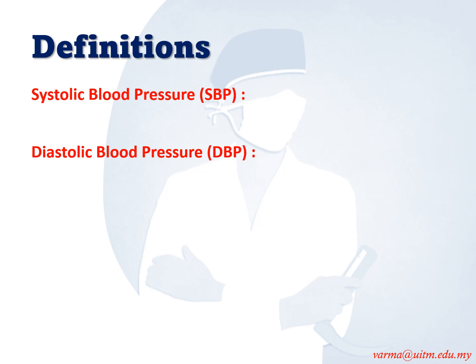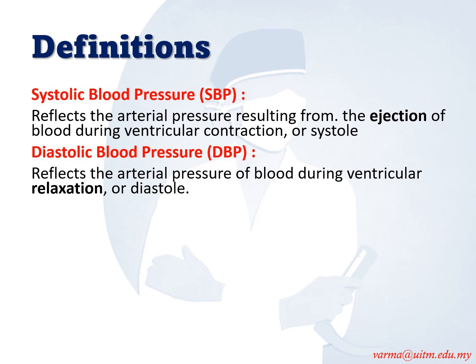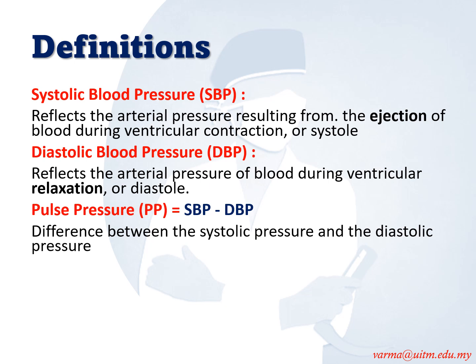Definition. What is systolic blood pressure? Systolic blood pressure reflects the arterial pressure resulting from the ejection of blood during ventricular contraction, or systole, whereas diastolic blood pressure reflects the arterial pressure of blood during ventricular relaxation, diastole. Pulse pressure is systolic blood pressure minus diastolic blood pressure. This is the difference between the systolic pressure and the diastolic pressure.